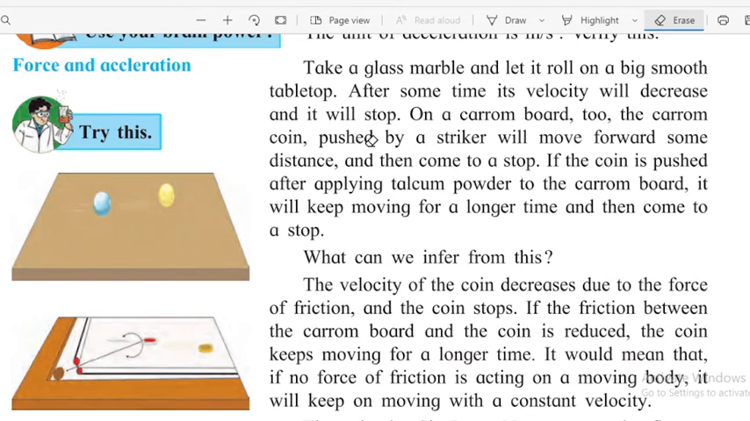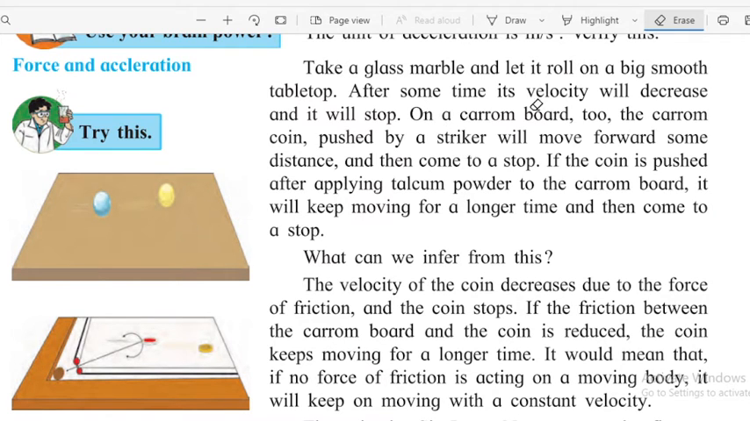Take a glass marble and let it roll on a big smooth tabletop. After some time its velocity will decrease and it will stop, which you have already seen. There will be a marble here. If it is rolling, it will roll on the table and after some time it will stop there.